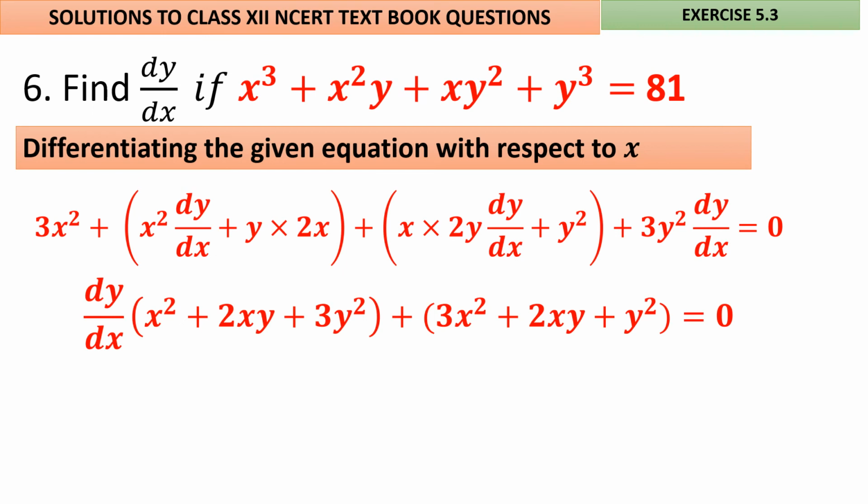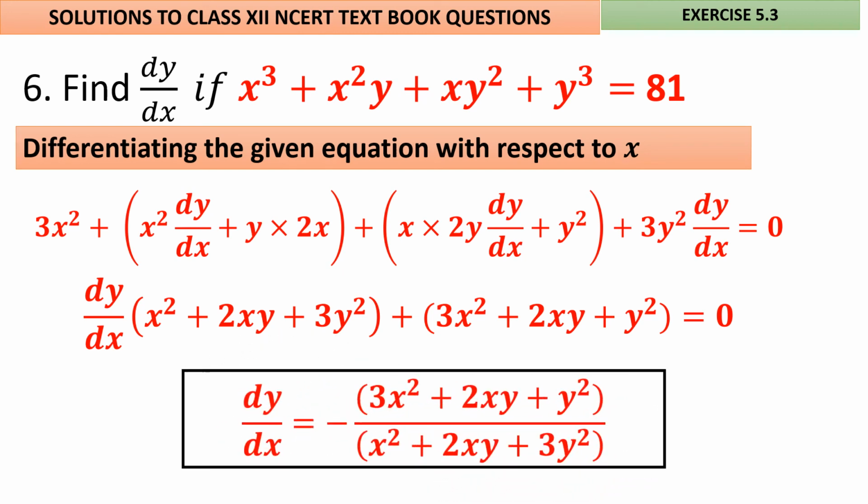Now collect all dy by dx coefficients: x square from the second term and 2xy, and then once again plus 3y square. And collect the terms which are not containing dy by dx, it is 3x square plus 2xy plus y square. Push it to the right hand side, it will become minus of that, and divided by the coefficient of dy by dx in the left hand side. Our dy by dx is minus of 3x square plus 2xy plus y square upon x square plus 2xy plus 3y square.